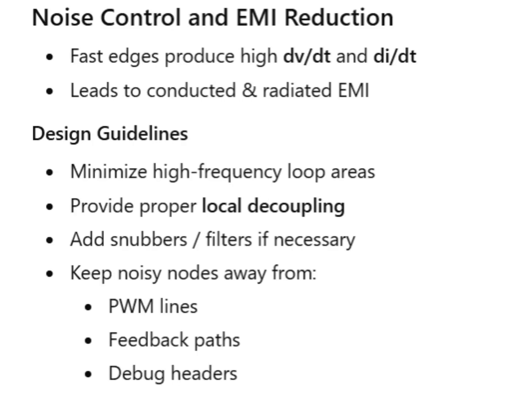Noise control and EMI reduction. Fast switching edges create high dV/dt and di/dt, which generate EMI. Design guidelines. Minimize high-frequency current loop areas. Use proper decoupling at gate drivers, isolated supplies, and logic regulators. Add snubbers or filtering components if necessary. Keep noisy nodes away from PWM inputs, feedback signals, and debug headers.